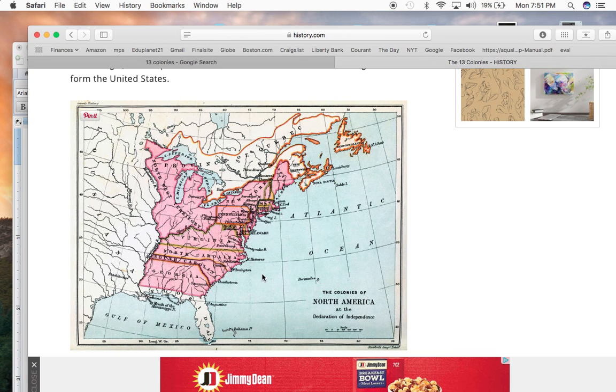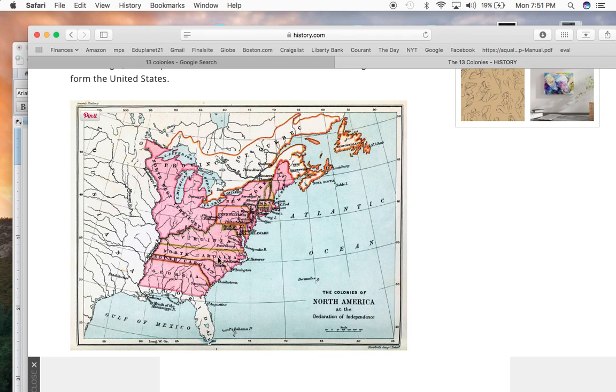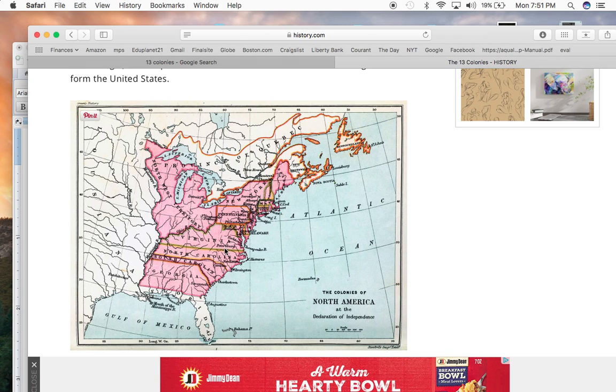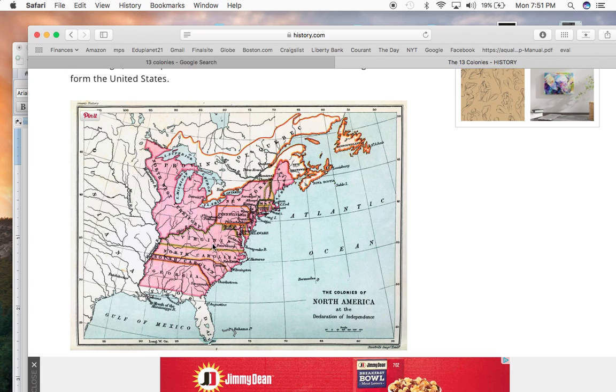And if we come over here and take a look at this map, and maps are likely to be a pretty significant part of our course, we can see the colonies of North America at the Declaration of Independence. That would be 1776, not quite 1783, but this still works well because the colonies were still really clinging to this eastern seaboard. And it was these Appalachian Mountains right here that kept everybody close to the coast.